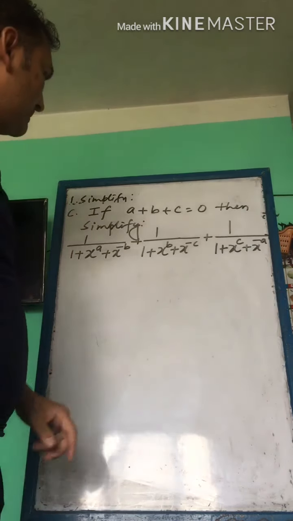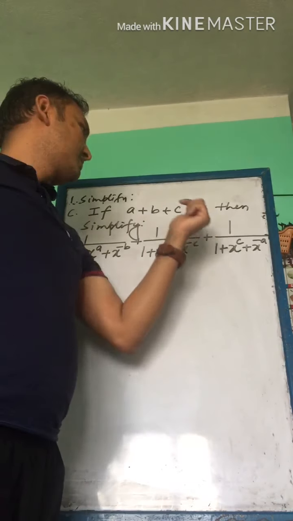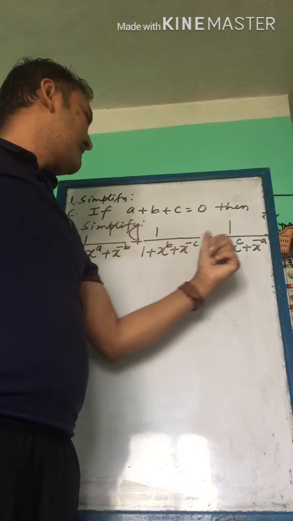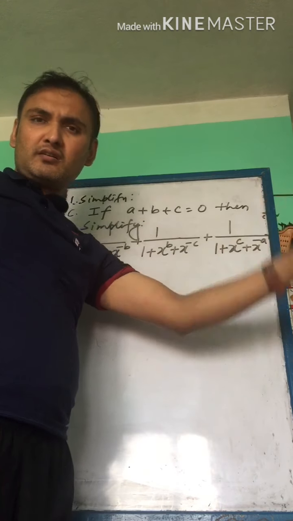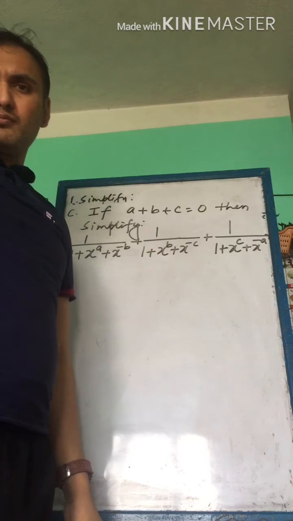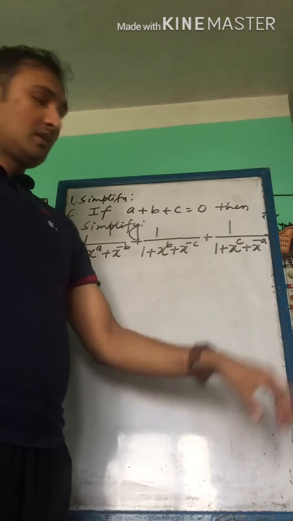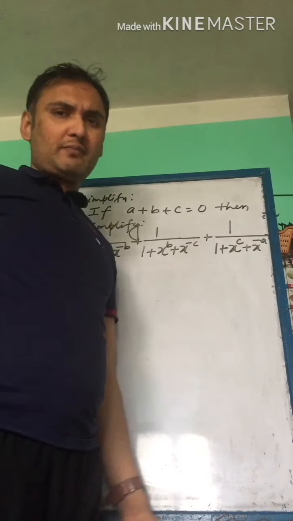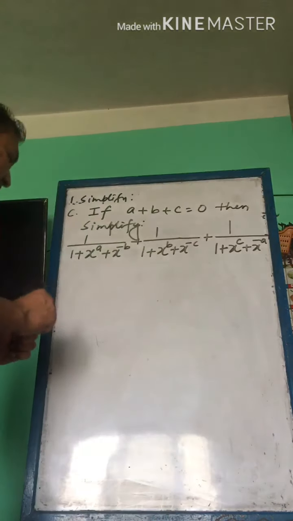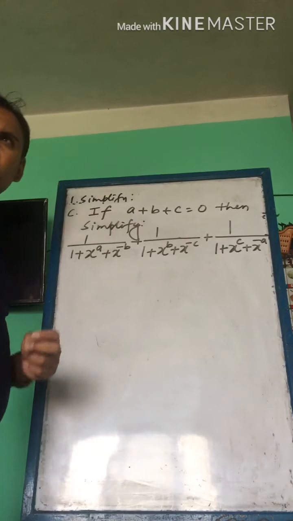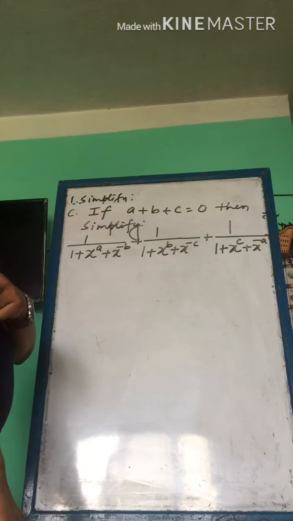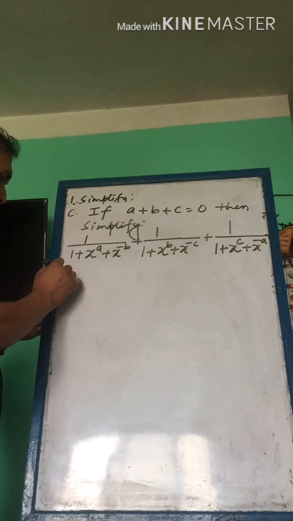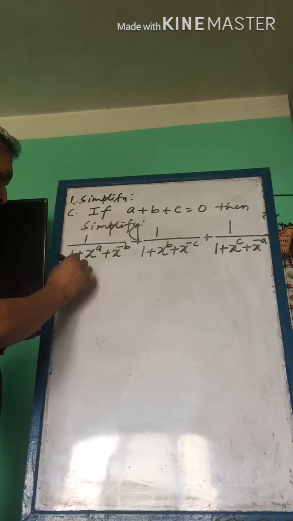Simplify this. Or sometimes you may be asked, if a plus b plus c equals 0, then prove that this equals 1. Maybe that question may also be given in that way, but the process of doing this problem is the same. For this problem there are 2-3 ways, but I'll tell you a quite easy way of doing it. Now, write the solution.